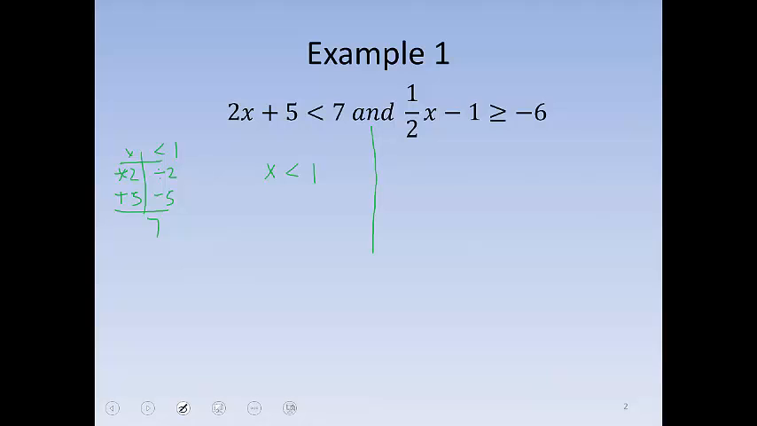The other side, using our inverse operations, we multiplied by a half. And then we subtracted 1 and we got negative 6. So if we add 1, we get negative 5. And I'm going to multiply by the reciprocal here. So I'm going to multiply by 2. That makes negative 10. So x is greater than or equal to negative 10.